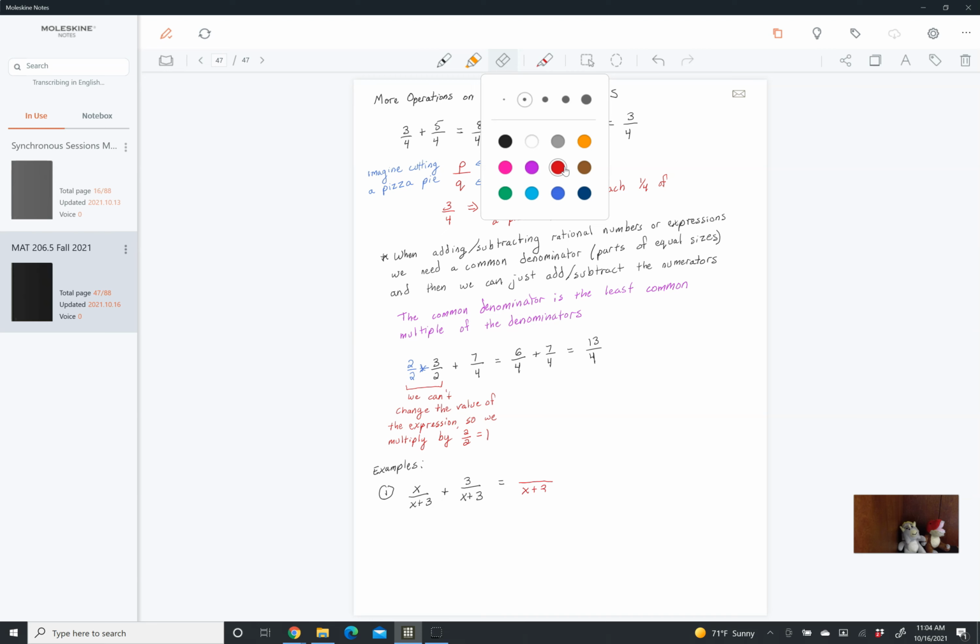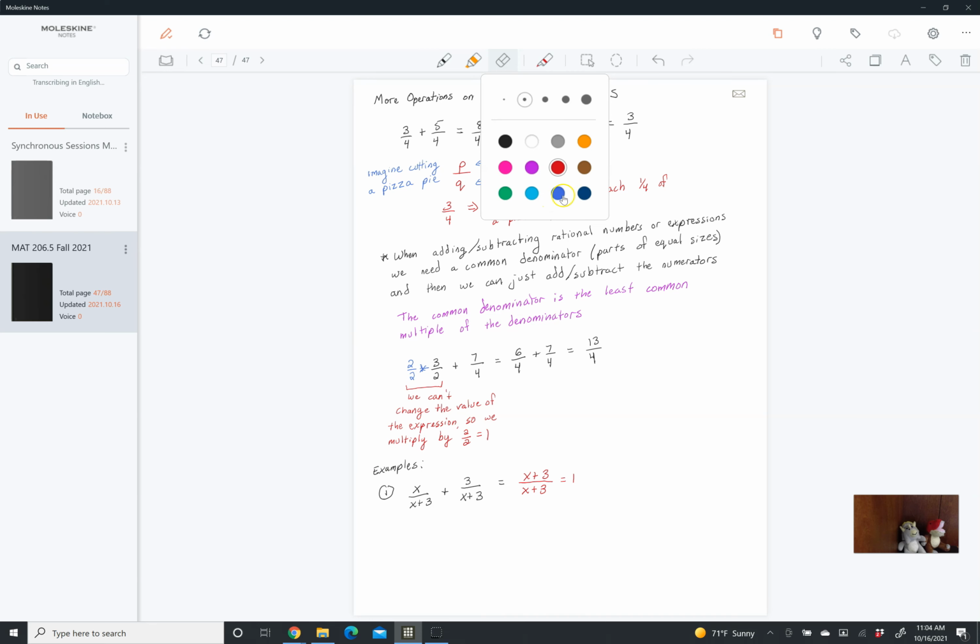And remember, we're not adding these because we're not changing the size of the slices. We're just adding the number of slices. Okay, so the only thing that we add is the numerator. So the numerator is just x plus 3. These are not like terms, so we can't combine them. Always reduce your fractions. X plus 3 over x plus 3 is just 1.